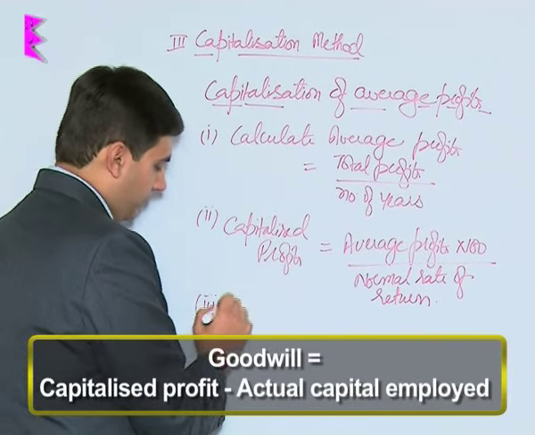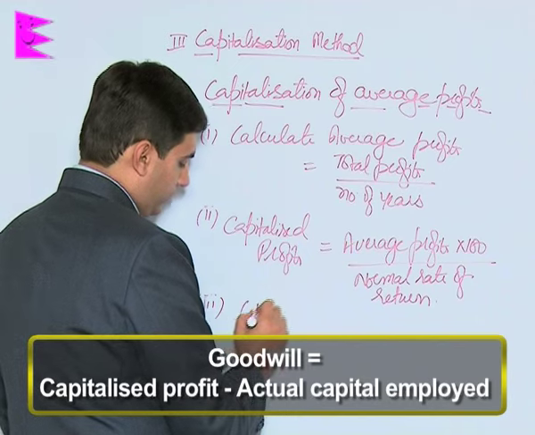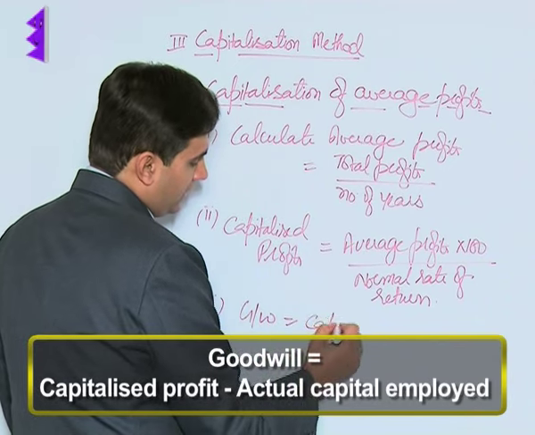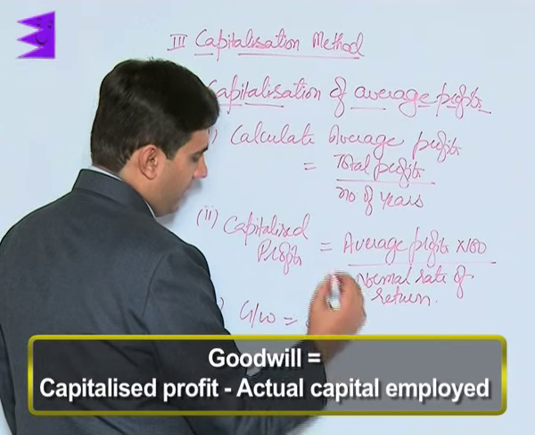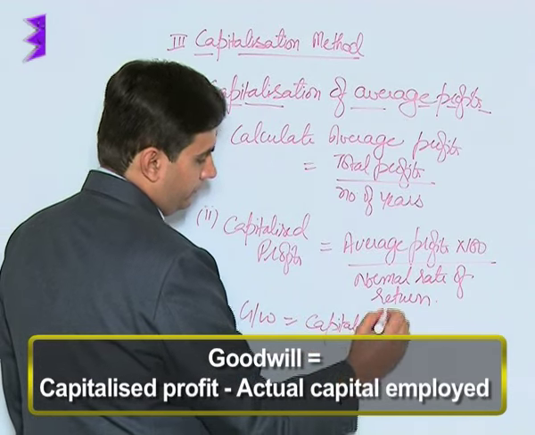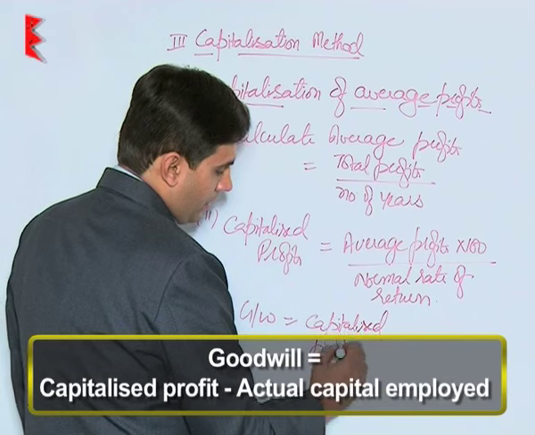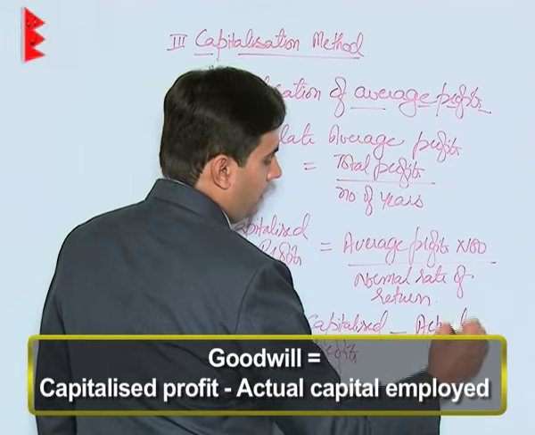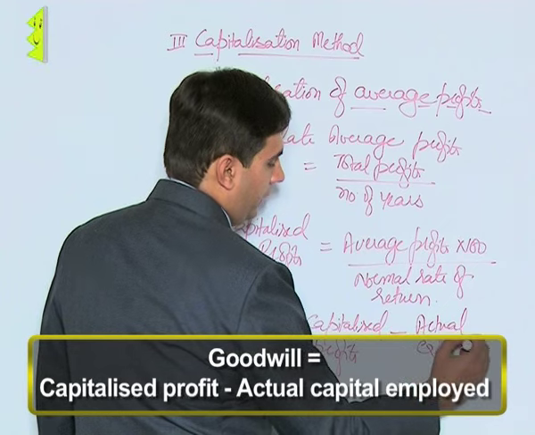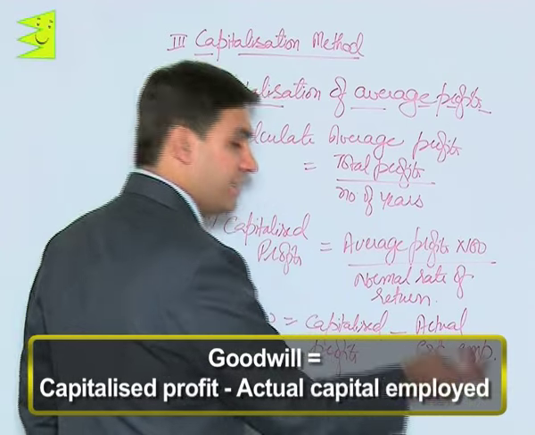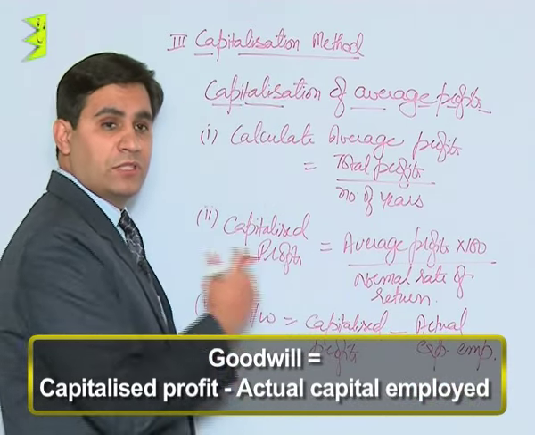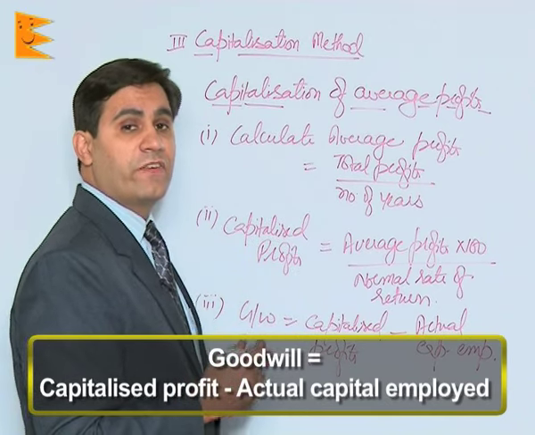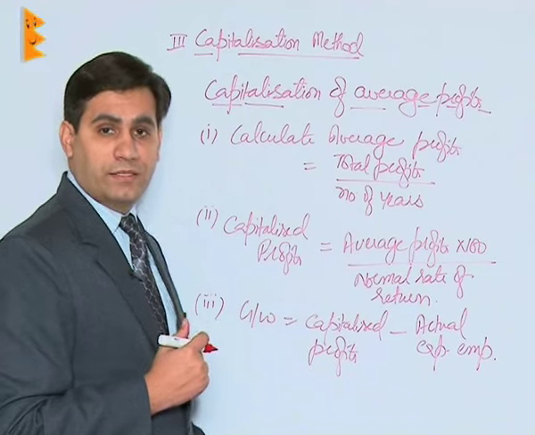Third step would be goodwill. Goodwill is equal to capitalized profits, that is step number 2, minus actual capital employed. In case it is given to you in the question, you can use it directly, but in case it is not given, then it would be a difference of assets and liabilities.